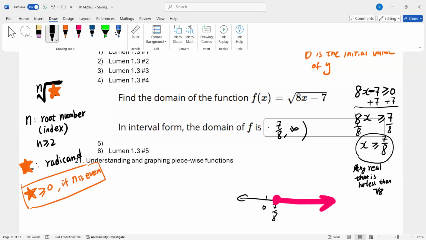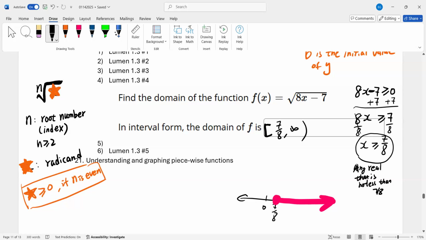At 7 over 8, the left endpoint, are we going to have a parenthesis or bracket? Bracket. Yes. How to understand that question? We need to consider if 7 over 8 is in the domain or not, right? 7 over 8 is in the domain. 7 over 8 would make the radicand 0, but that is fine. Radicand could be 0 for a square root. So it is included, we use a bracket, and that's supposed to be the answer for this problem.